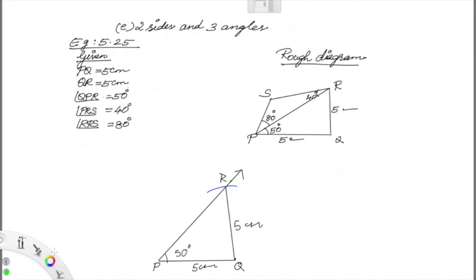Now place your protractor at P and take 80°. How do you place your protractor? Not on PQ. It should lie on PR. Keep your protractor on PR and measure 80 degrees. Put the arrow. Just write the measurement 80 degrees.